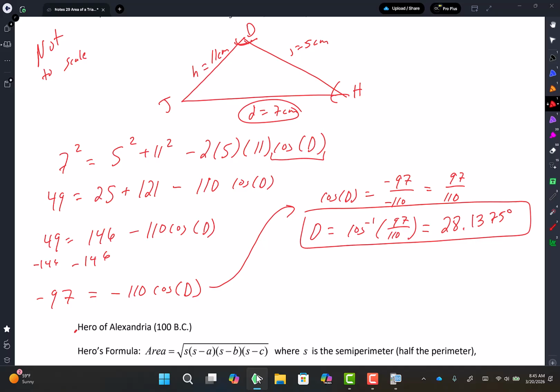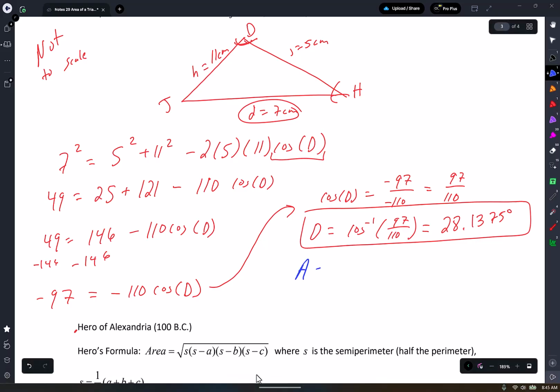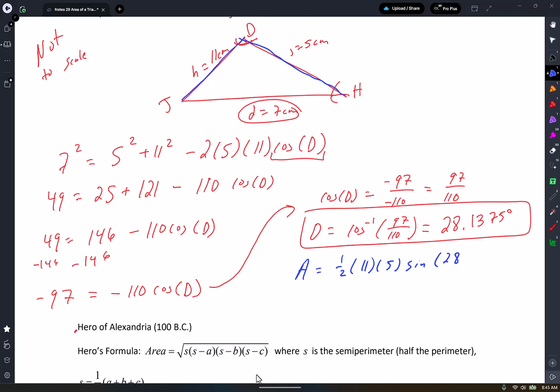All right, here we go. Now that I know angle D, I can find the area of this. So here it is. Area equals 1/2. And then if I'm using angle D, I need the 11 and the 5. So 1/2, 11 times 5. And then what is it? Sine of angle D.